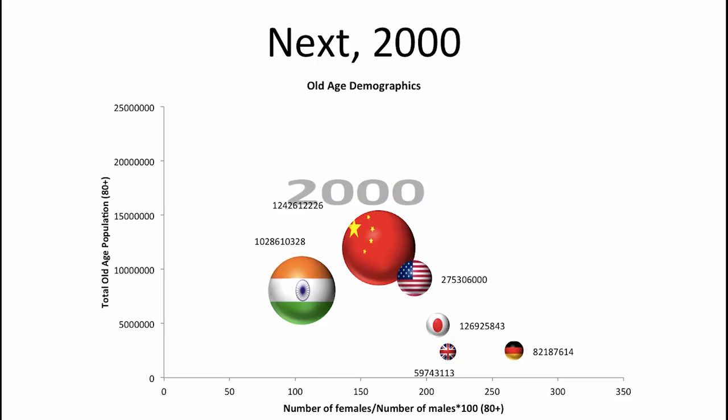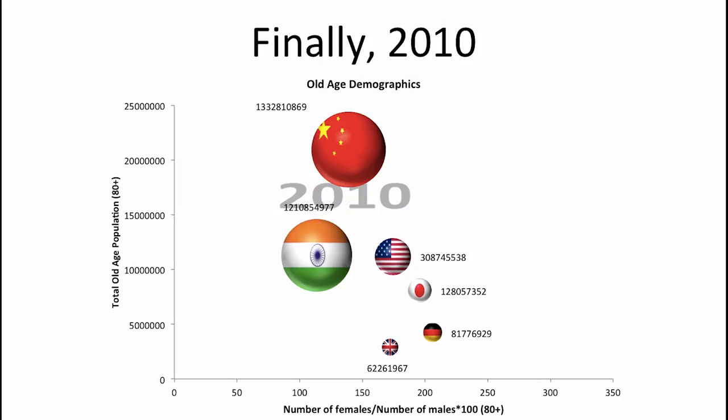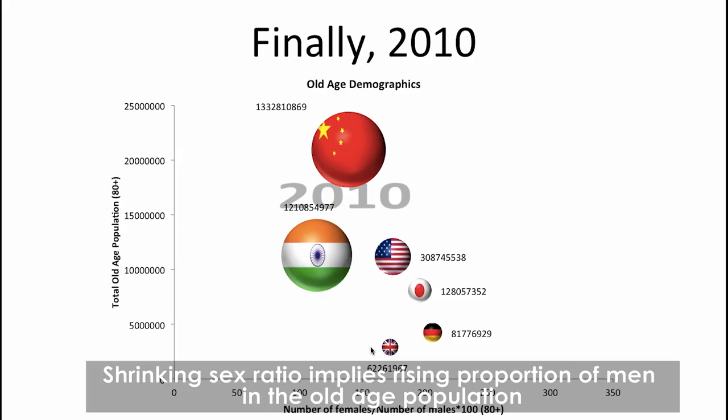Moving on to 2010, look at that, even a steeper rise for China. The old age population of China in 2010 is double that of USA. India is at par with USA. In addition to that, you can see a more or less vertical alignment right now, meaning that the variations in the sex ratios have shrunken further.